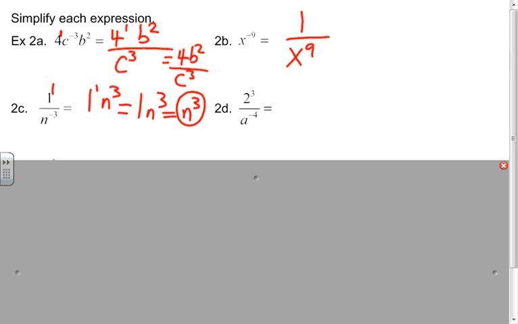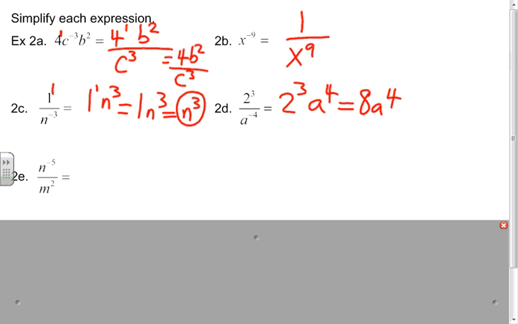2d, 2 to the 3rd power, and a to the -4th. 2 to the 3rd has a positive exponent, so it's going to stay on the top. It's going to stay where it is. A to the -4th, that's a negative exponent. Negative exponent means switch places. So it moves from the bottom up to the top, and it becomes positive. Okay. No negative exponents left, no 0 exponents left. Is there more math I can do? Sure, I can plug 2 to the 3rd power into my calculator and get 8a to the 4th. That would be my final answer for that one.